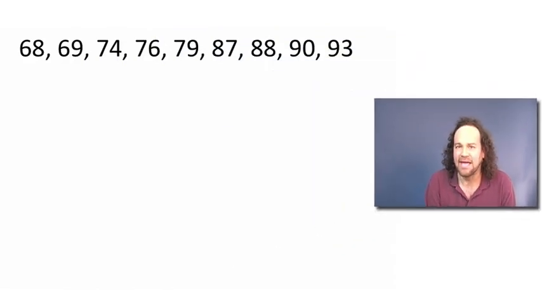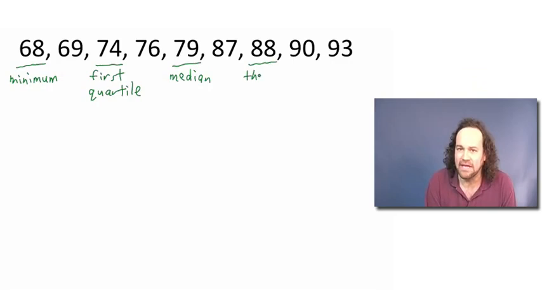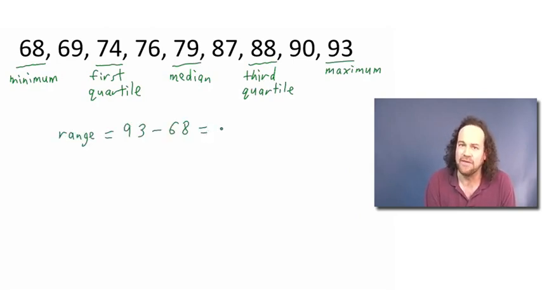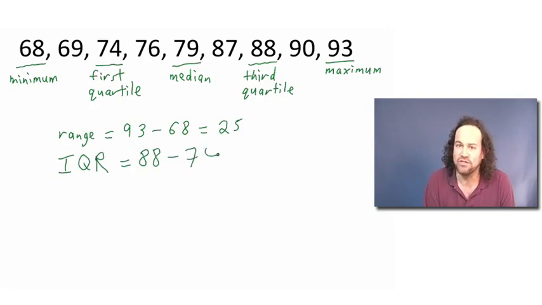Now let's try working out an example by hand. Let's go back to those 9 student grades that we saw earlier. We already know in this case how to identify the minimum and the first quartile and the median and the third quartile and the maximum grade. This means right away we can compute the range by taking the maximum value minus the minimum value. We can also compute the interquartile range by taking the third quartile minus the first quartile. What about the variance and the standard deviation?